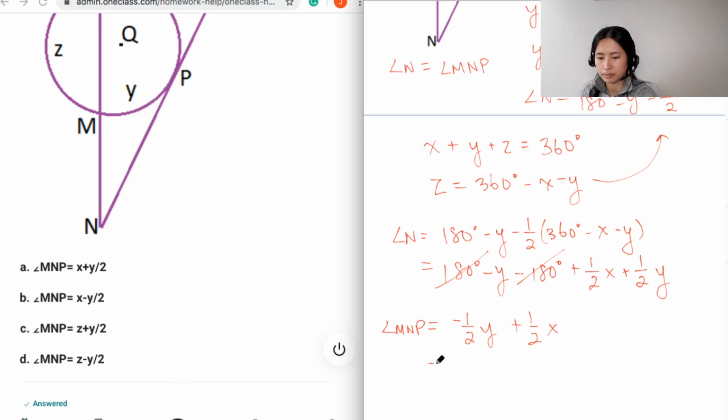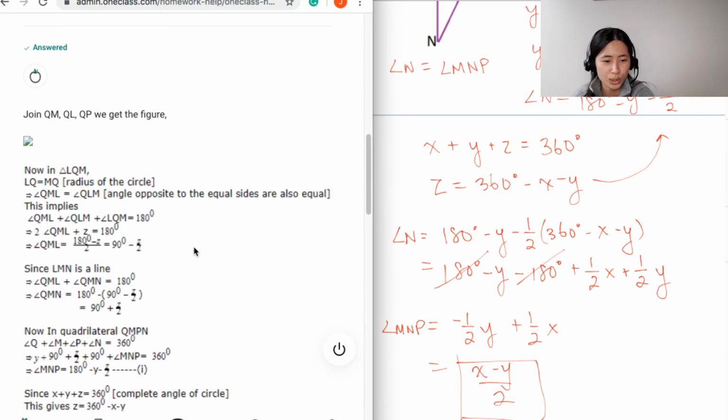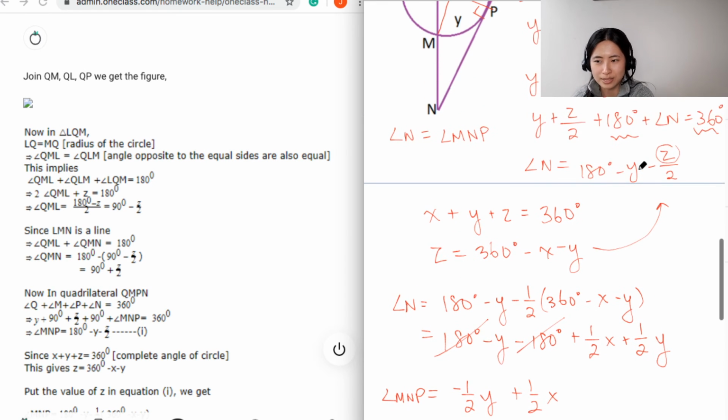To make this a little bit better and to see where that is from our equation, we're going to say that you both have an x and a y, so you're going to say x minus y over 2, which is B. So that's angle M and P. Okay, so let's see what they have. I told you this is going to be a long one, so bear with me, we're almost there.